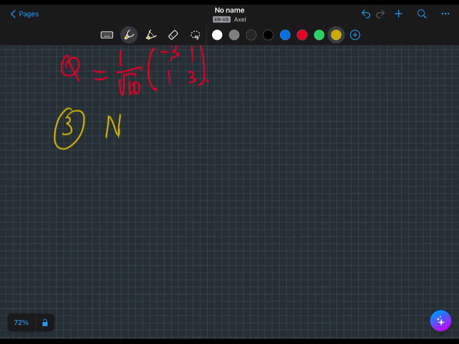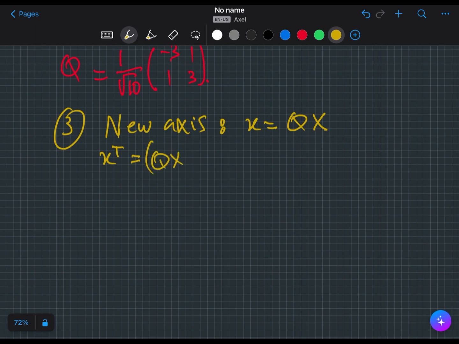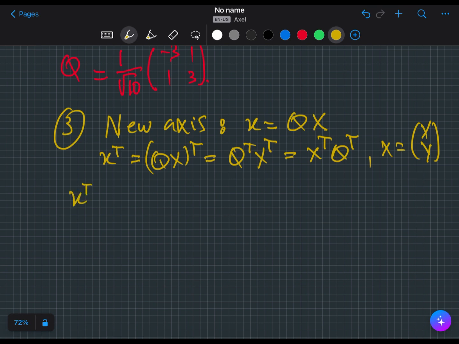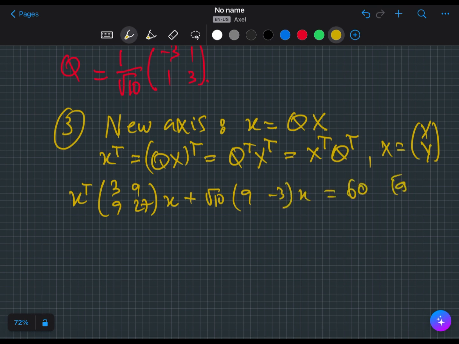The third step will be to introduce a new axis by letting x equal to Qx'. And then it means that x transpose will equal Qx' transpose, which is x' transpose Q transpose. And the x' is (x, y). Then substituting this into equation A, I'm rewriting equation A over here for simplicity and understanding, equal to 60. So this is equation A that we wrote before.